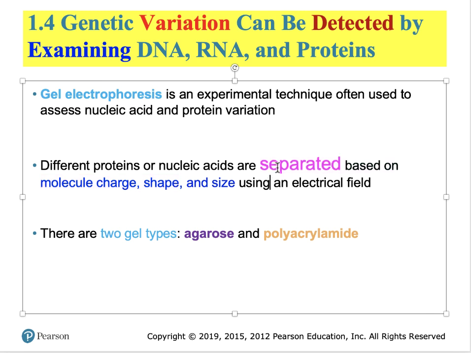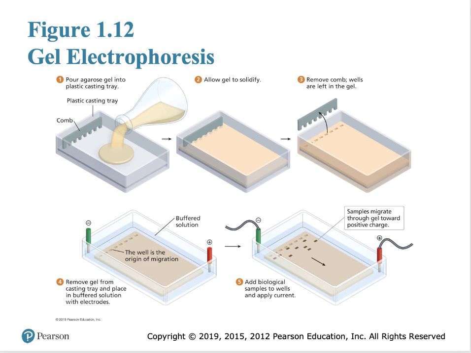But what you may not know is that you can also separate DNA based on shape other than just size. And also you can separate molecules like proteins based on their charge. So it's a pretty universal technique that we need to understand. The technique begins with somebody making a gel.